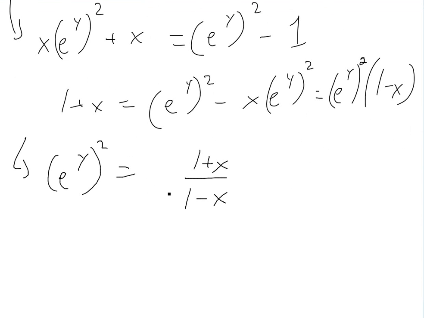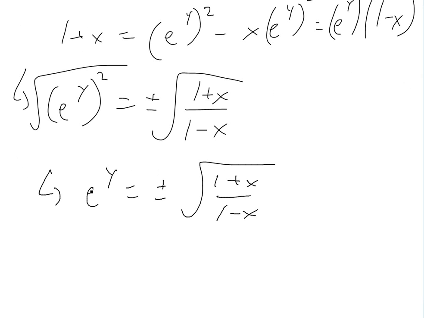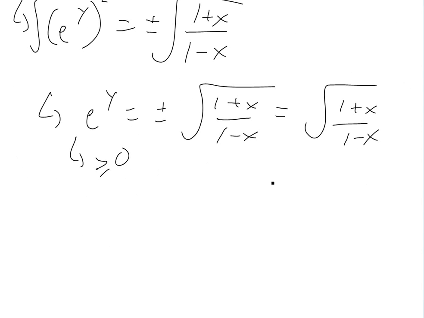And now here we can square root both sides. Square root, we're going to have a plus or minus here. Yeah, this one's actually plus or minus. So we're left with e to the y is equal to plus or minus the square root of (1 plus x) over (1 minus x). But this one, again, is greater than or equal to 0, so we can't use this negative, so this just equals positive the square root of (1 plus x) over (1 minus x).